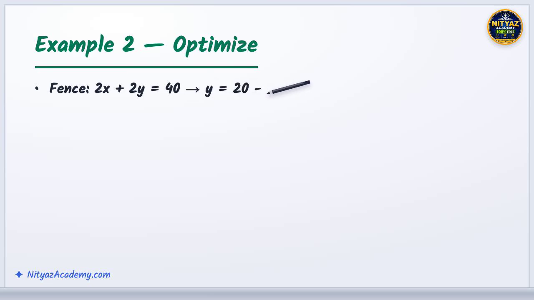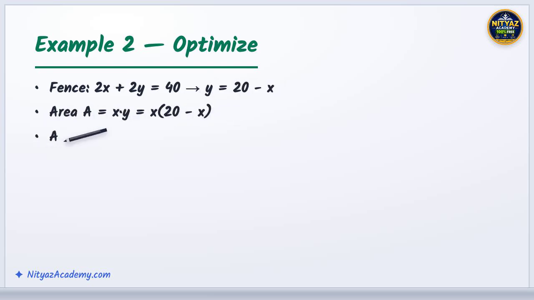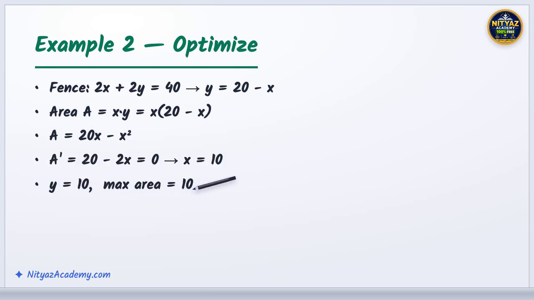Now an optimization problem. You have 40 meters of fence for a rectangle. The perimeter gives y equals 20 minus x. Area is x times y, which becomes 20x minus x squared. Differentiate: 20 minus 2x. Set to 0 and x equals 10, so y is 10 too. A 10 by 10 square gives the maximum area of 100 square meters.